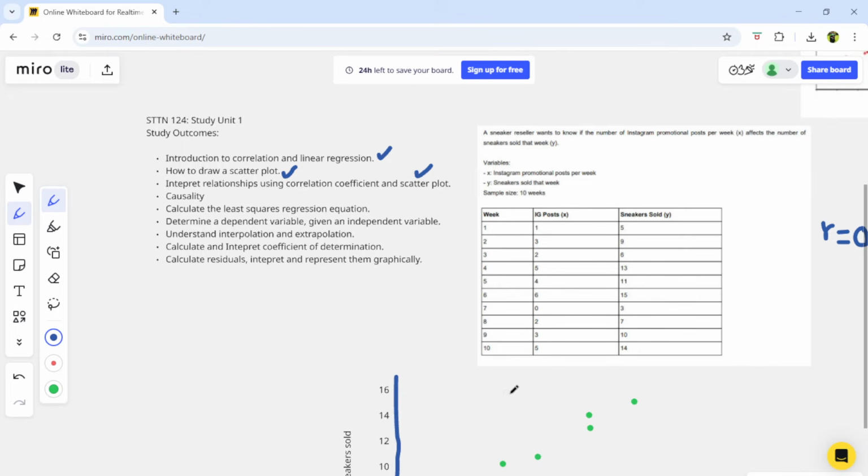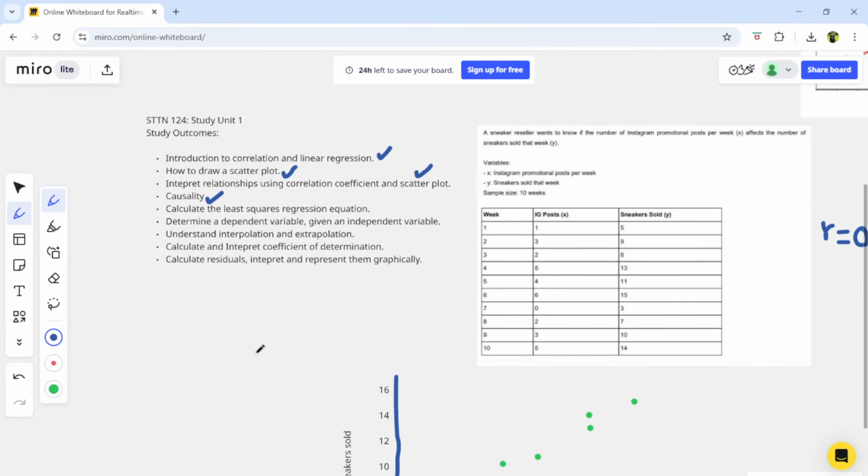But we can see on week 7 there was no post at all, but 3 pairs of sneakers were sold. So it means that the IG post does not cause the sneakers to be sold. We can see that by week 7. That's what causality means, in simple terms.